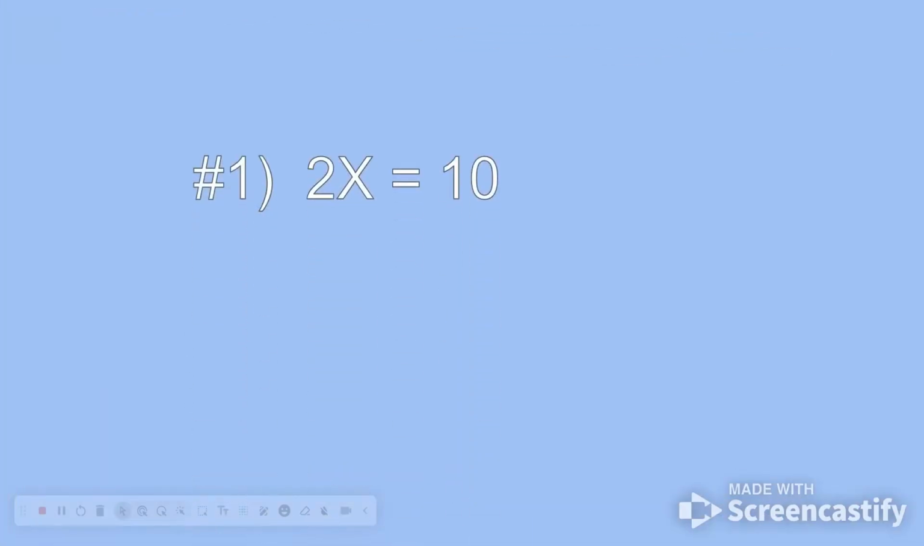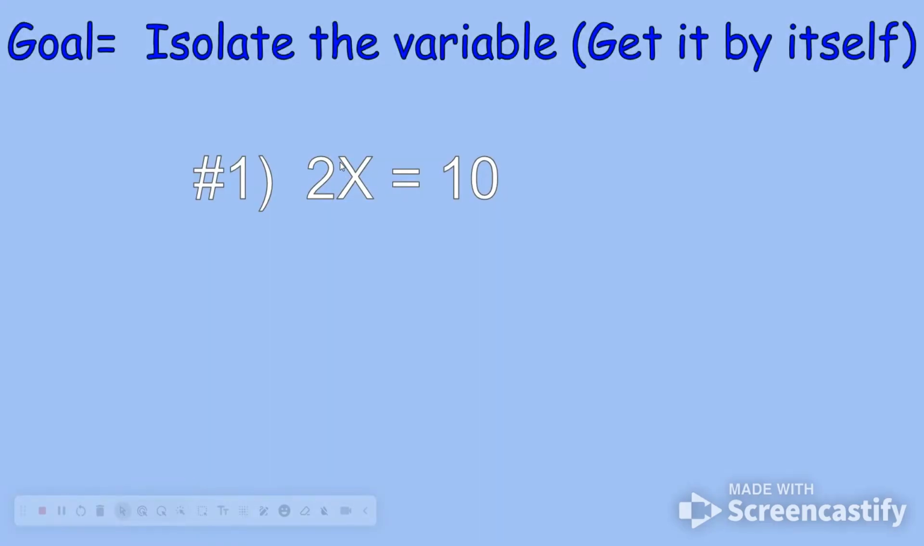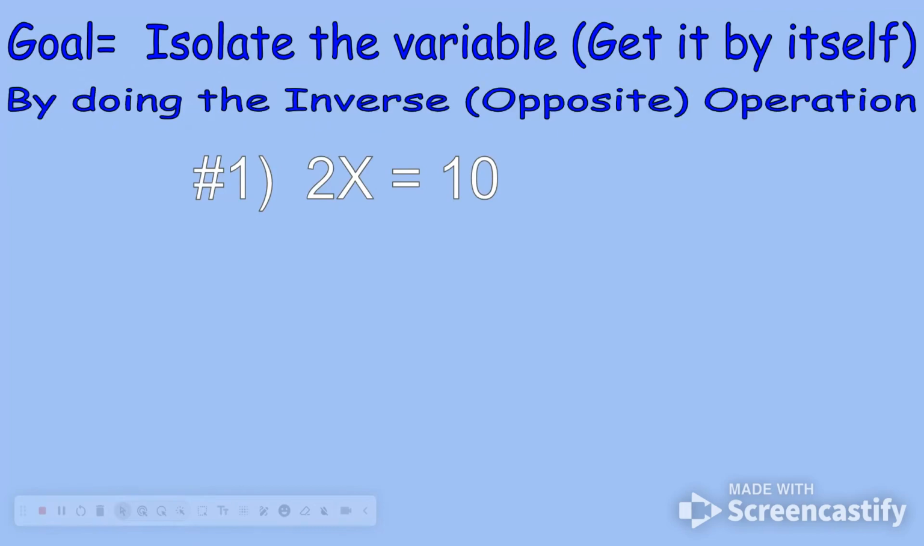Now that we have that important information, let's take a look at how to solve an equation by multiplying or dividing. Like we talked about, when we see this, it means to do 2 times x. What we're trying to do when we solve an equation is isolate the variable, which means get it by itself. So we're trying to get this 2 to go away, so all we have is x. We're going to do that by doing the inverse or opposite operation. This is 2 times x.